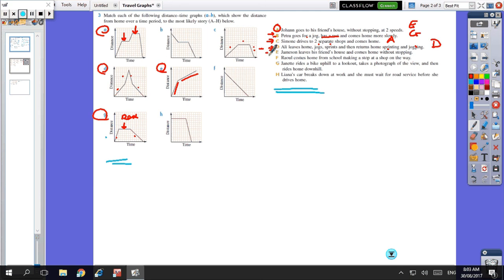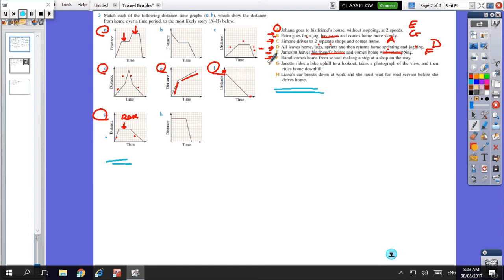Okay, next one. He's not even at home. He's at his friend's place and he comes home. So we're looking for a journey that he comes home without stopping, and that's that journey there, starting away from home and just coming home without stopping. So that's F.